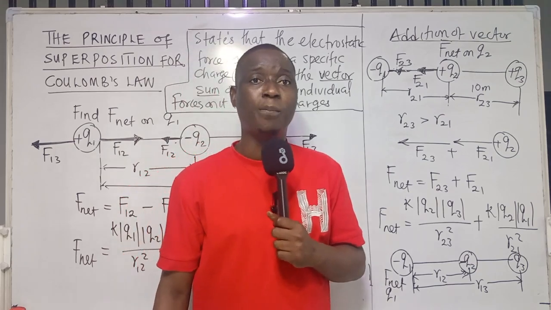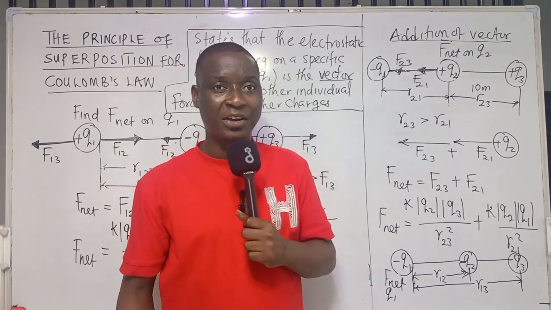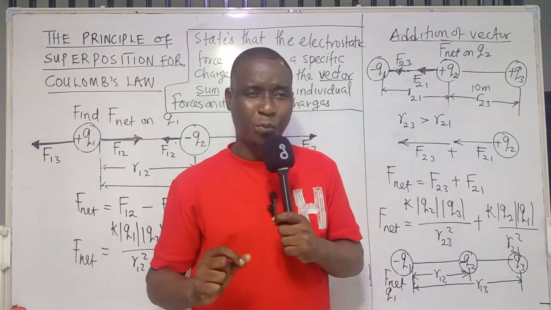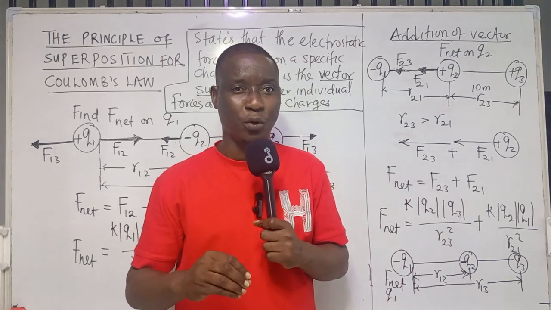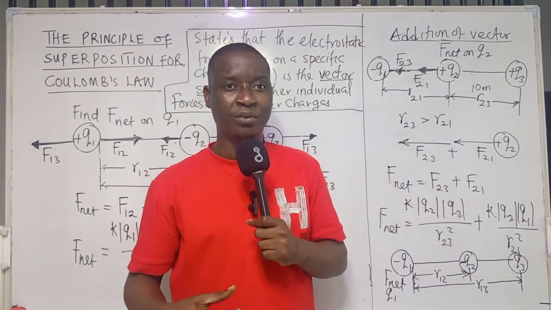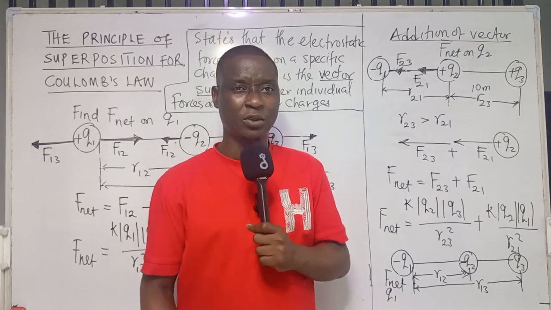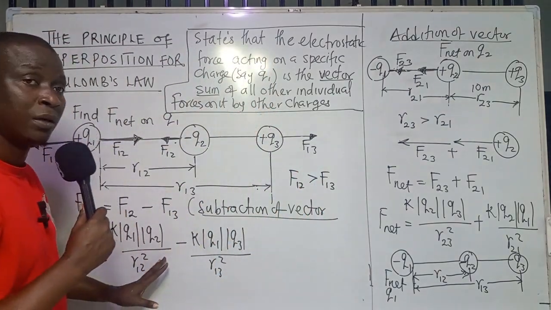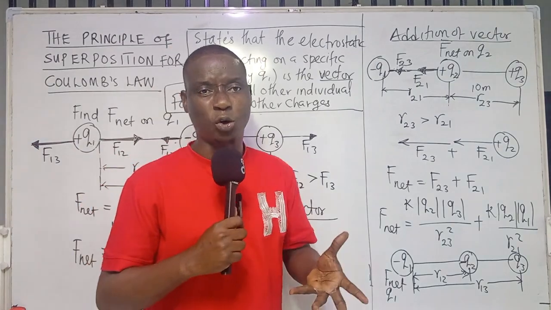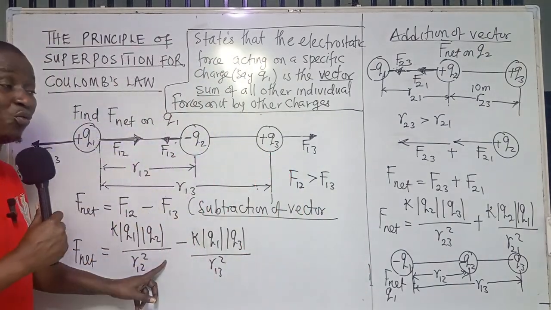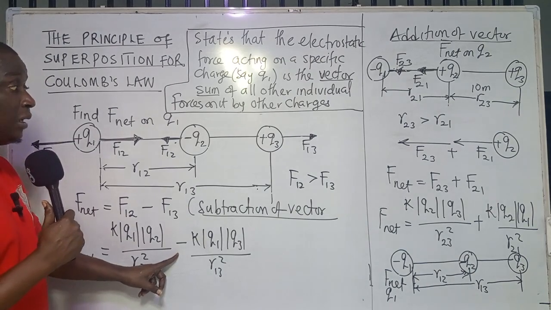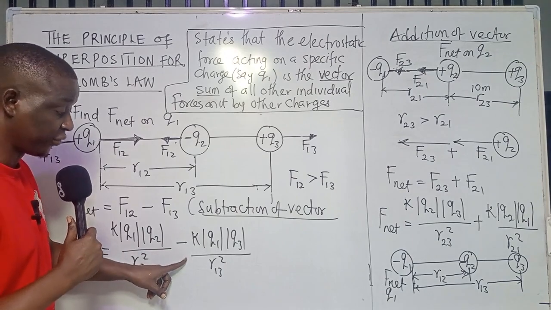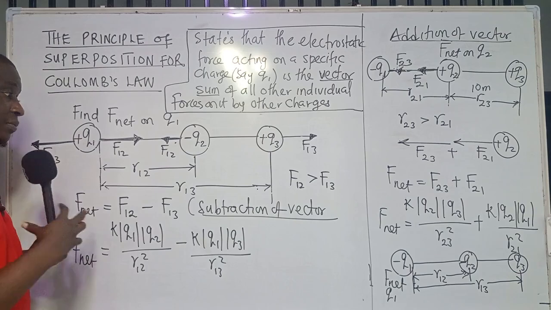But when they are moving in opposite directions, meaning one is towards the left and the other one towards the right, what you are supposed to do is to pick the smaller force, remove it from the bigger force, and whatever your answer is, is your final answer. The only thing is that any answer we are going to get here will help us to determine the nature of the force. If I ask you what is the nature of this force here, it is going to be what?